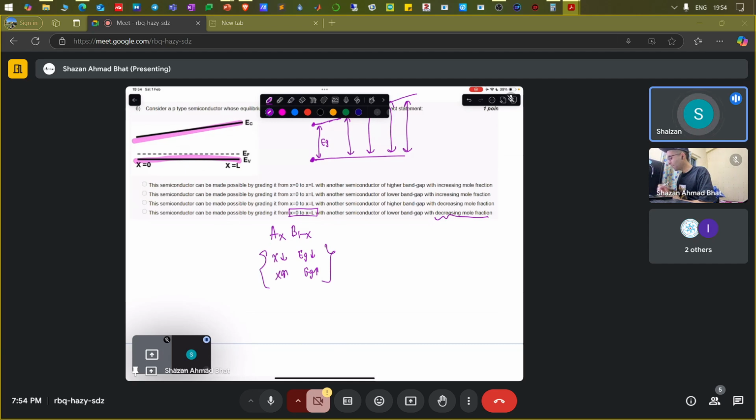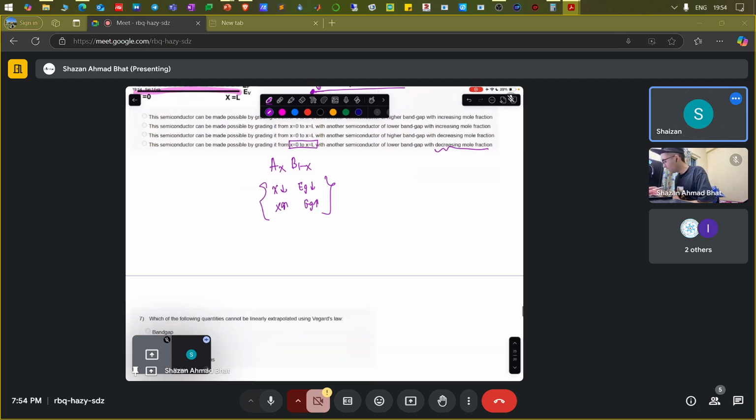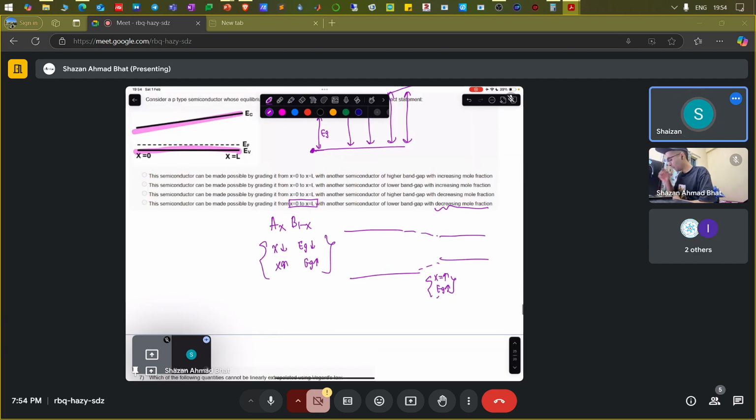So accordingly, you can tailor the mole fraction of the particular element in order to tailor the band gap of it. Just like you had two structures, if you change the x fraction of it, if you increase the x, the band gap increases. Similarly, you can do it here. That is the exact answer to this question.